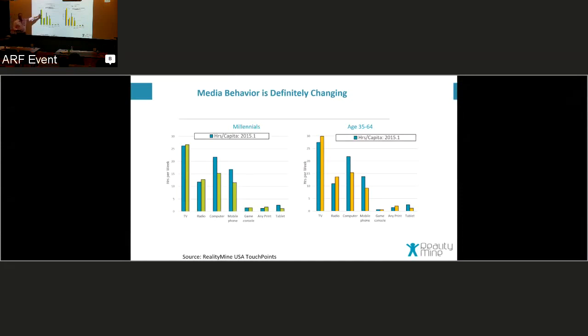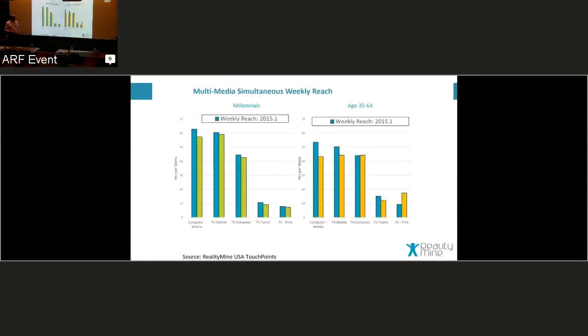We can break all these down and see many, many kinds of changes going on by very specific platforms within those. When you think about it, it's not only about total media by media type. It's also about cross-platform, multi-things. So what are you doing together? How is it changing in terms of people using their computer and mobile, or TV and mobile, or TV and computer? And on we go.